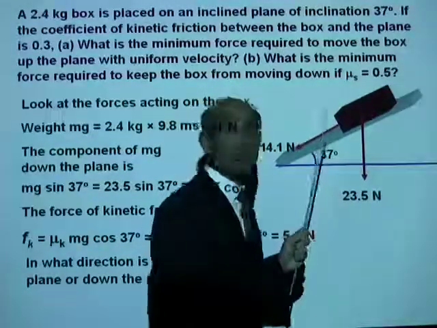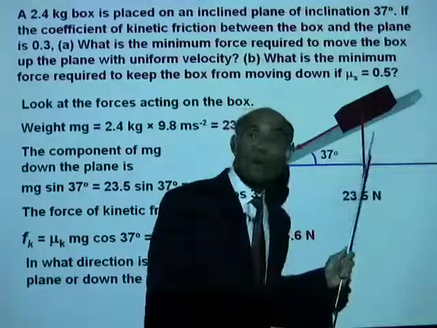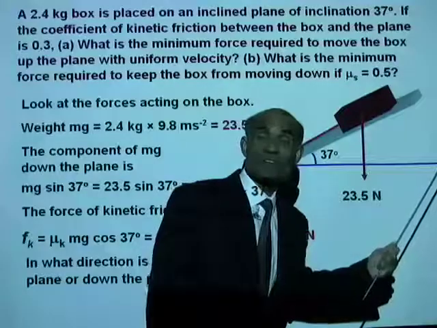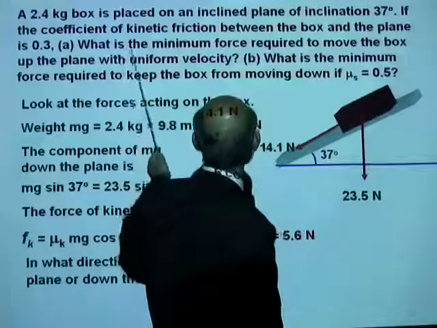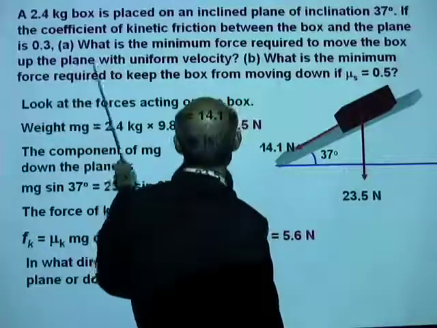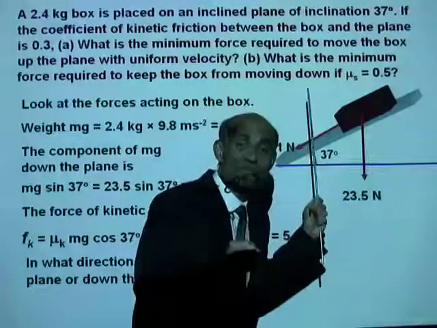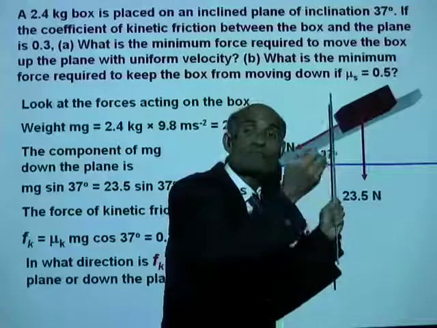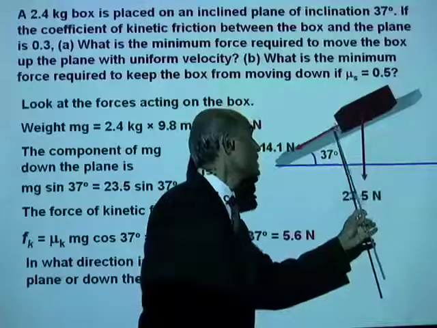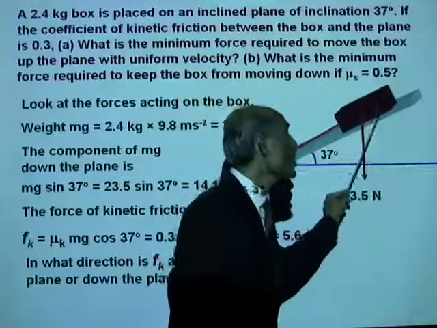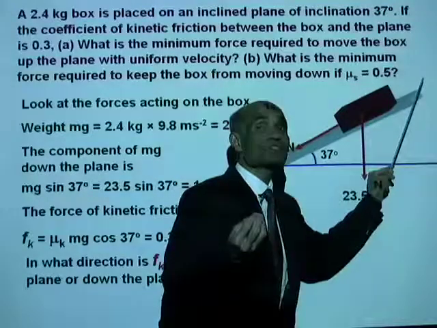And now, you don't want to create an acceleration on the box, do you? No, we don't want a net force. We want to balance the force, that's all we want. Because what we want is to move the box up the plane with a uniform velocity. When the box moves with uniform velocity, there is no net force on the box. That means the total downward force needs to be overcome by an upward force so that the net force is 0.